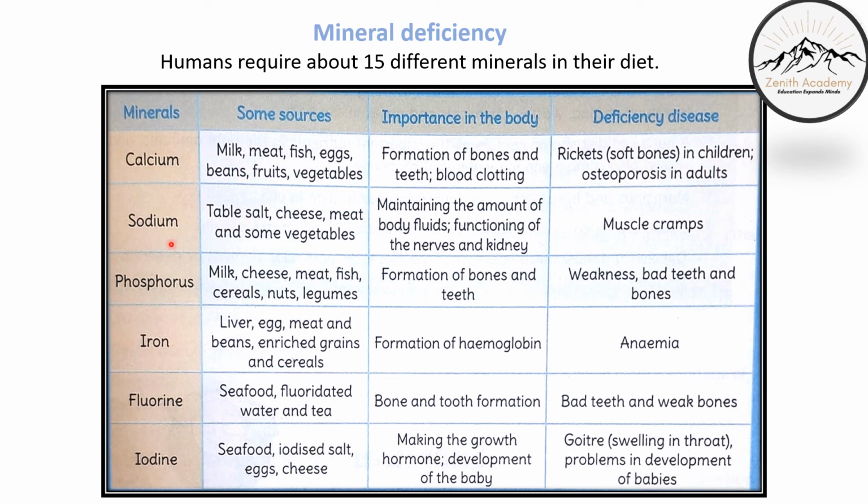The deficiency of sodium may cause muscle cramps. The deficiency of phosphorus may cause weakness, bad teeth and bones. Deficiency of iron may cause anemia. Deficiency of fluorine may cause bad teeth and weak bones. And deficiency of iodine will cause goiter. We already saw the picture of goiter. Do you remember? That is swelling in the throat, and problems in development of babies. So these are the diseases which are caused due to deficiency of minerals.